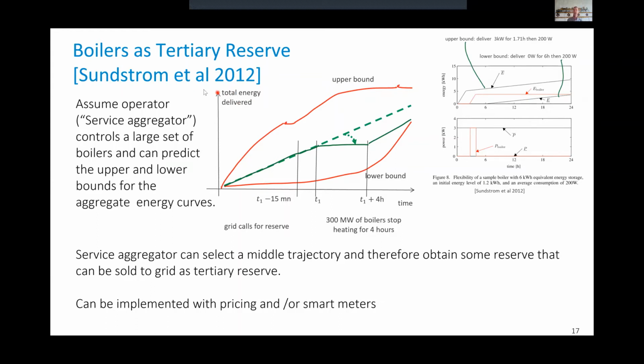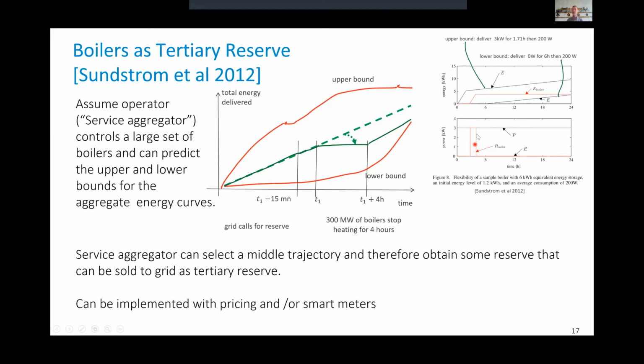So the idea is that a day is a lot of time, so that could be used as a tertiary reserve. So assume now TICO or a similar company would control not only the heat pumps, but also boilers. How can we provide secondary reserve? Well, the idea is to use what are called aggregate energy curves. On this part, we see the typical power profile of a boiler. We see that it's heating, it's consuming power at some point in time, and then it's not doing anything.